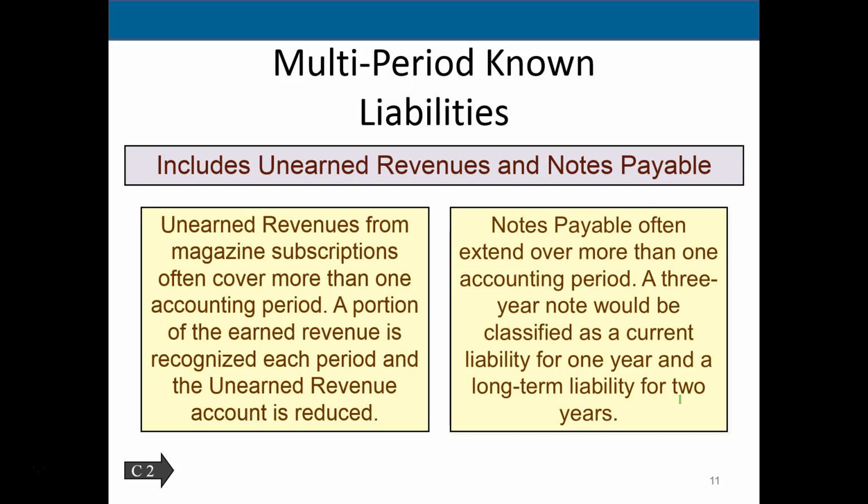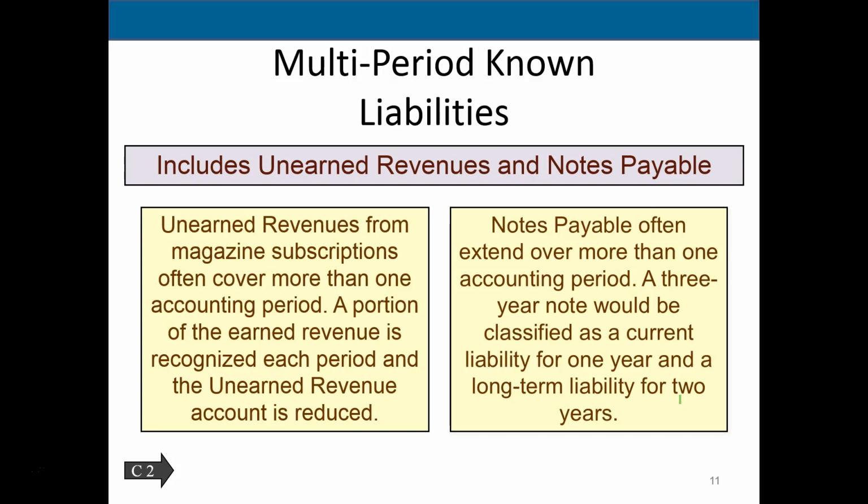Unearned revenues from magazine subscriptions often cover more than one accounting period. A portion of the earned revenue is recognized each period, and the unearned revenue account is reduced. So what they're saying there is we could collect for subscriptions over a longer period of time and therefore have unearned revenue that we're going to have to account for, making the liability go down over several periods. Another common example of that happening is notes payable. Notes payable often extend over more than one accounting period. A 3-year note would classify as a current liability for 1 year and long-term for 2 years.